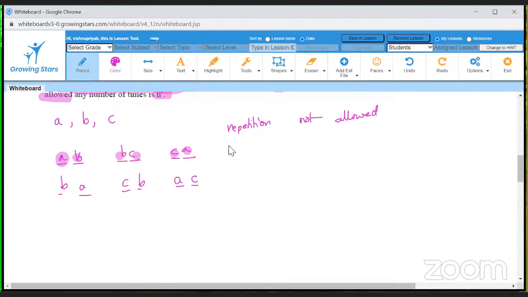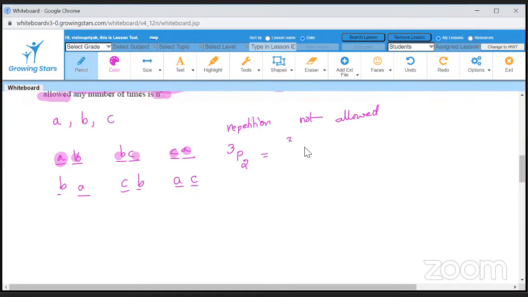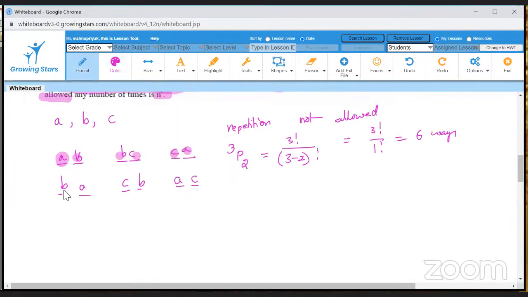Then the formula will be: total 3 things, taking 2 at a time, the number of arrangements is n factorial by n minus r factorial. That is 3 factorial by 1 factorial, that is 6 ways. You can see I have written 6 ways here. The number of permutations is 6.